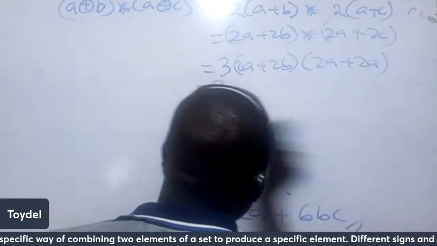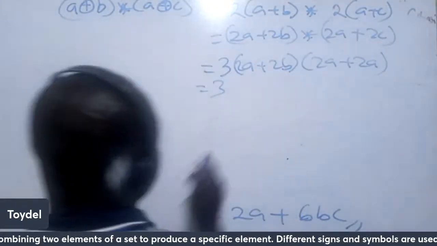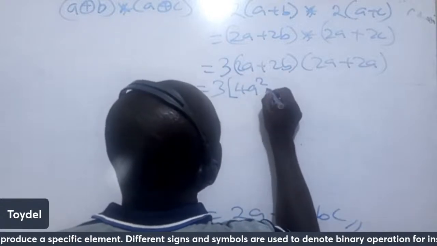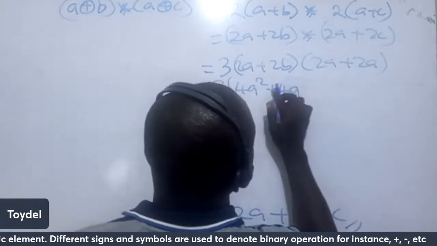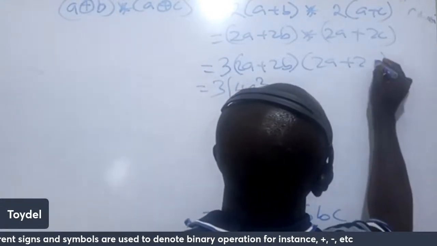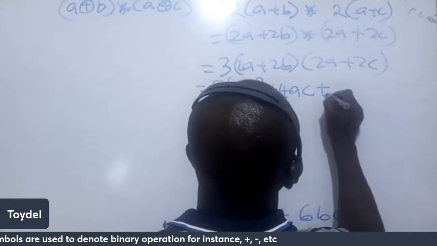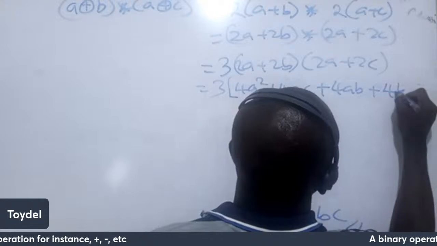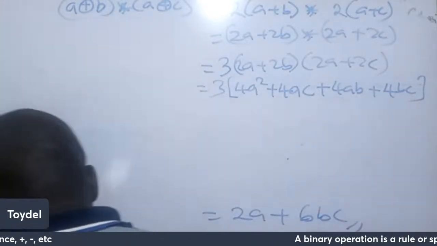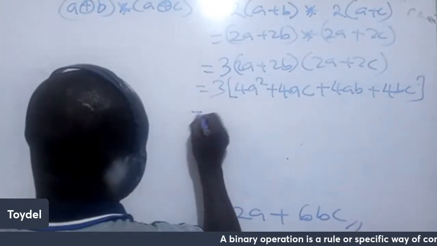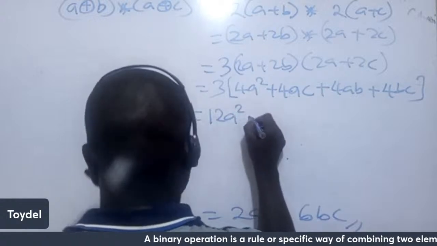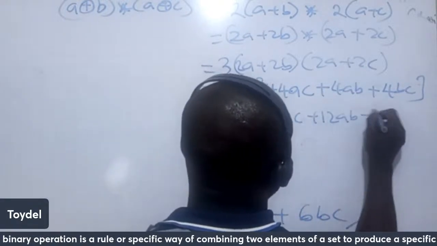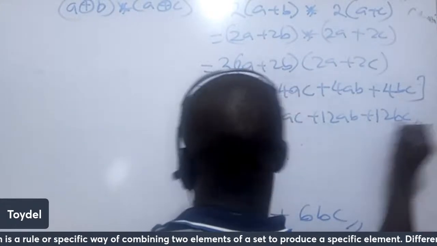So we can expand what we have there. When we expand this, I'm going to get 4A squared plus 4AC plus 4AB plus 4BC. That's what I'm going to get. So if I now multiply everything by 3, I'm going to have 12A squared plus 12AC plus 12AB plus 12BC. And that's what I'm going to get.